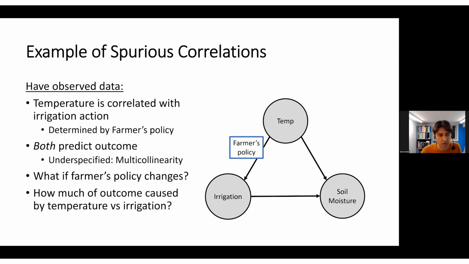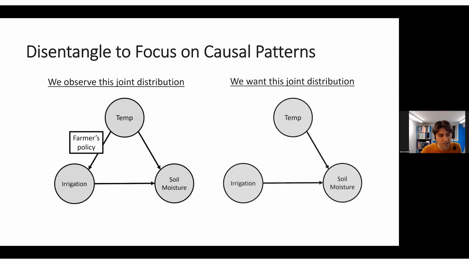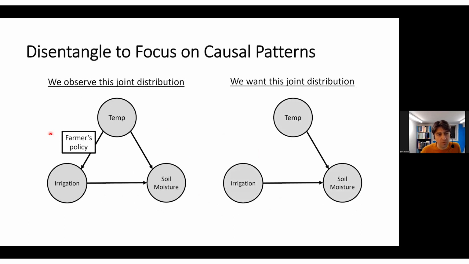versus irrigation. In a sense, what we want to do is take this joint distribution that we're observing over these variables, and we want to instead predict this joint distribution on the right, where temperature and irrigation can be arbitrary and independent of one another. Now, we can do that with causal methods. Take this data, our assumptions about the underlying causal mechanisms, and then identify a strategy and estimate the result that we want. There are going to be a couple of fundamental challenges.